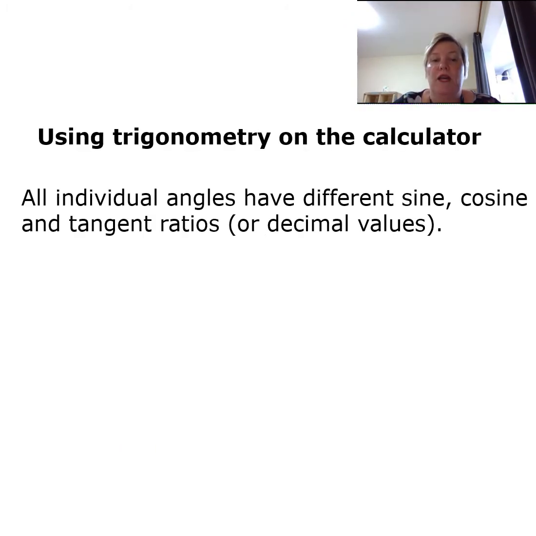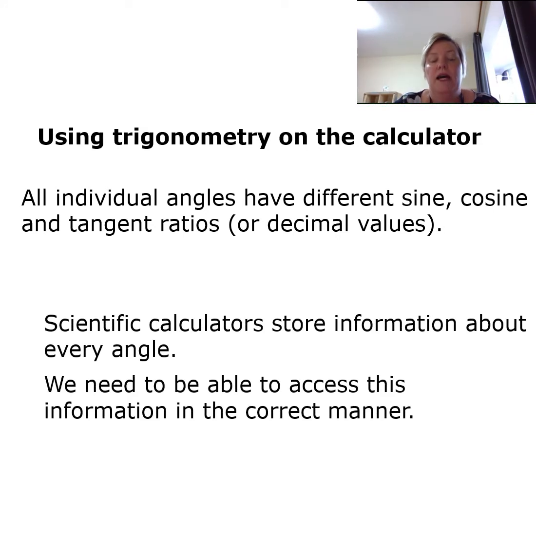Okay, let's just talk about using trig on the calculator. All angles have different sine, cosine, and tan ratios. They're going to look like a long decimal to you. Okay, we've got it all stored. Way back in the early days, you used to be given a trig table, which if you've got grandparents around, they probably are still haunted by the trauma of those. I can show you one if you'd like to see. We used to look them up, but now we have fantastic calculators that store them all.